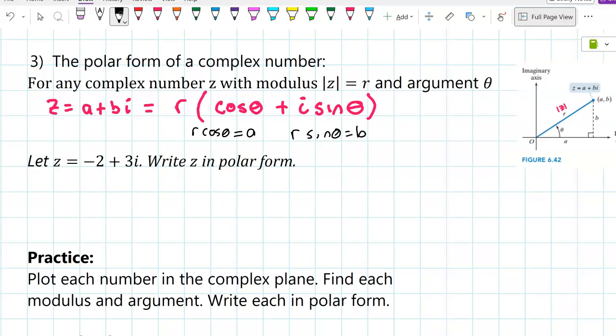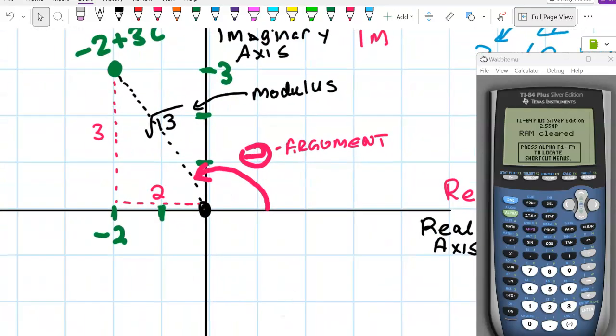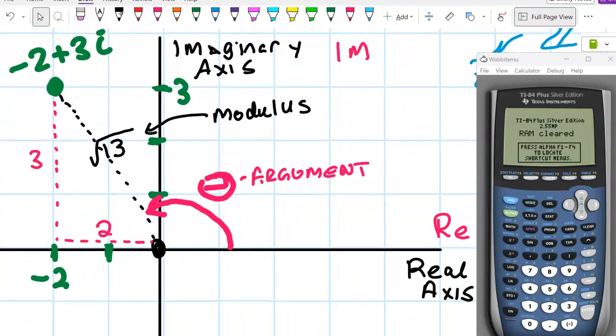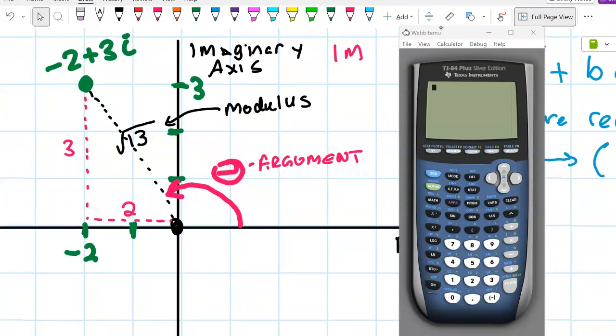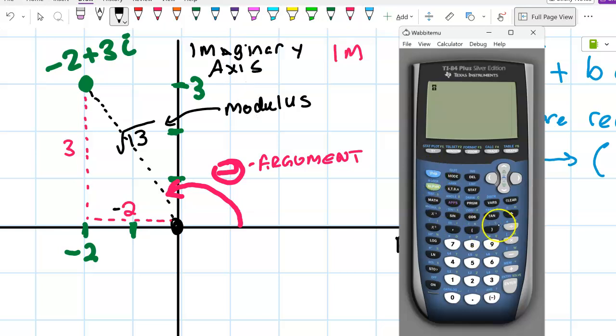So if we want to write our previous number z in polar form, one thing we have to find is its argument, its angle. So let's go and actually find that angle, and we're going to use our calculator for this. When you find angles, they can be in radians or degrees. It is agnostic. You just have to be sure you know what mode you're in. So today, we are in degrees. I'm going to put us in degree mode, and we're going to find this angle. We can find it using any kind of trig we want. We could do tangent. So tangent of theta would be 3 over negative 2. We could do inverse tangent of 3 over negative 2.